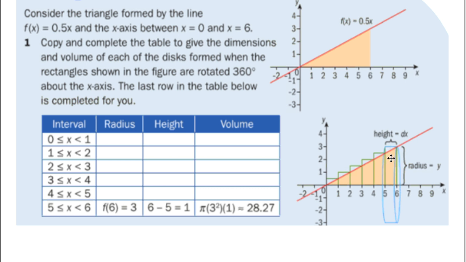A cylinder. Yep. So this little disc here. If you took this rectangle here, notice I've divided it into little rectangles, and rotated it 360, you'd make a cylinder, a flat cylinder. So they're saying between 5 and 6, what is the width? What is the height of the cylinder then? The height of the cylinder is this way? Yep. 1. So the height of the cylinder is just 1.